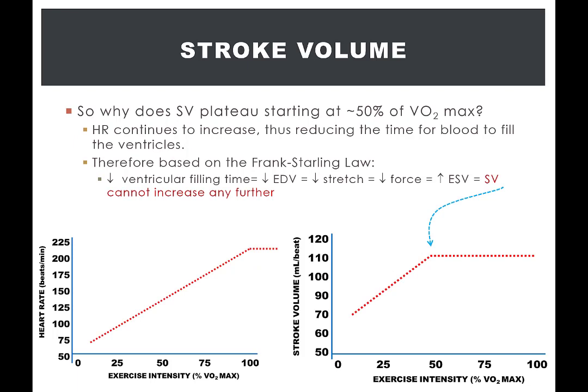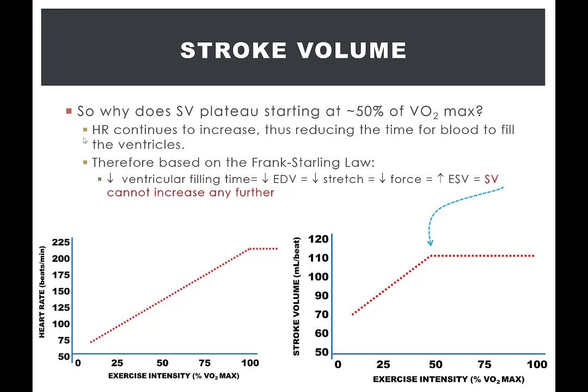So now let's go back to the question of why does stroke volume plateau starting at about 50% VO2 max intensity? So we know why stroke volume increases from rest to 50% VO2 max intensity, which was discussed in the previous slide. But why does it max out at 50% VO2 max? And why can't it increase any further with intensities increasing above 50% VO2 max? Now this has to do with heart rate continuing to increase at 50% VO2 max intensities and above.